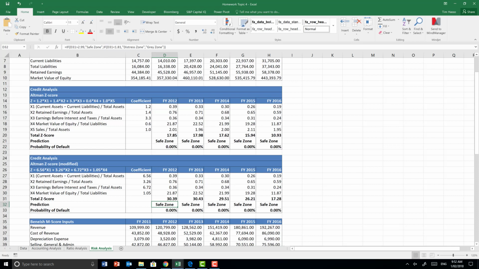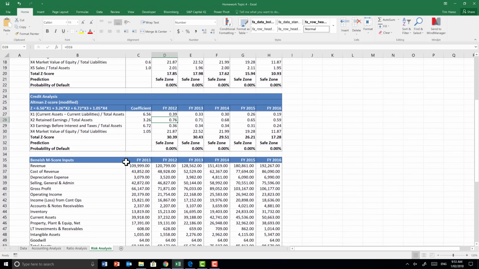Again, for some of you, some of your companies will probably not be in the safe zone. And what you need to do then is to figure out which variable is driving this prediction and why is that variable kind of weird in one way or the other. So that's kind of the credit analysis section.